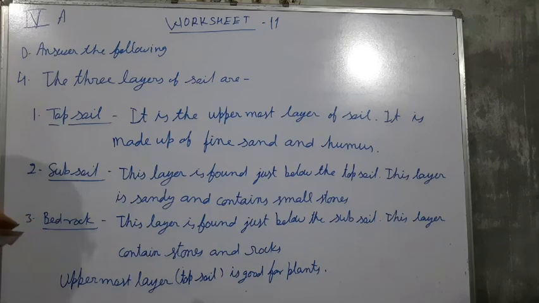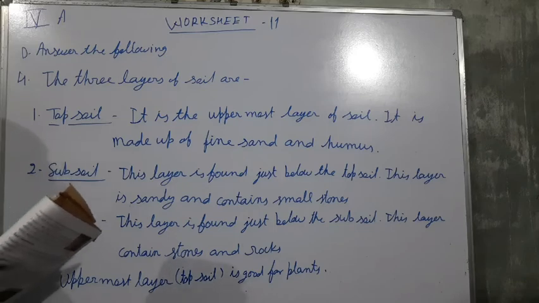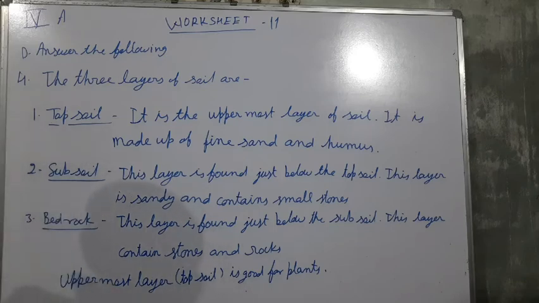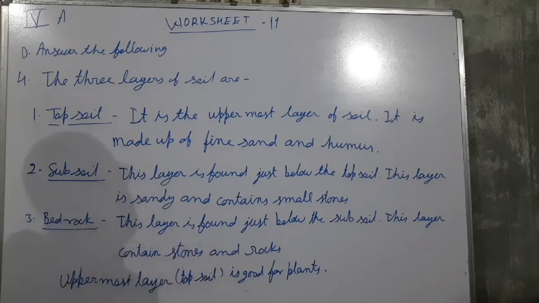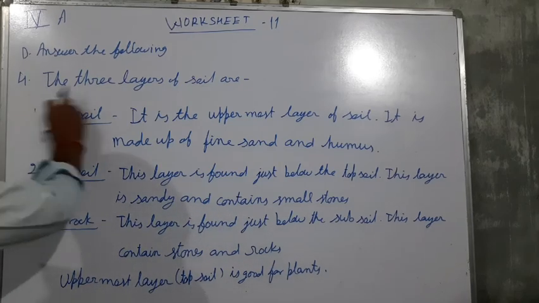And next, the bedrock. This layer is found just below the subsoil. This layer contains stones and rocks. And the uppermost layer, called topsoil, is good for the plant, or we can say that this is the best for the plant. So now you write the next question. You see the next question, question fifth.